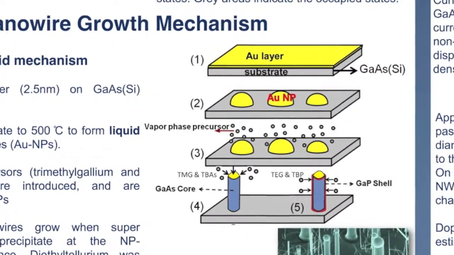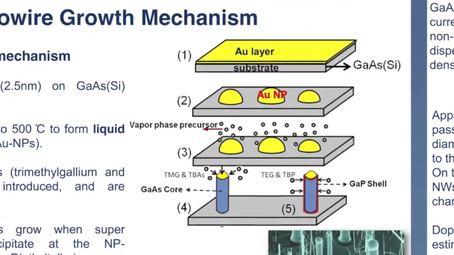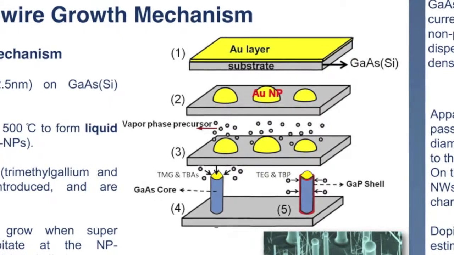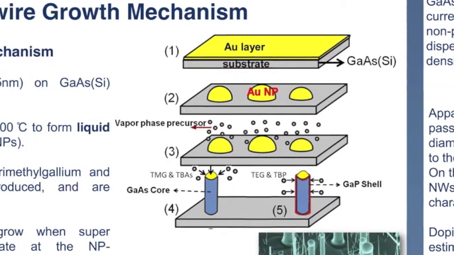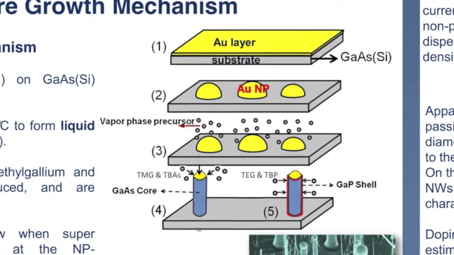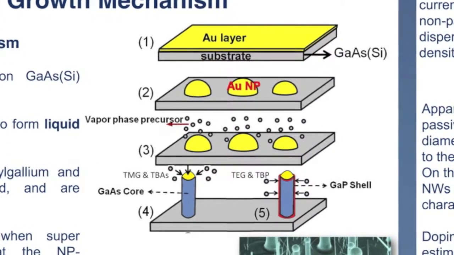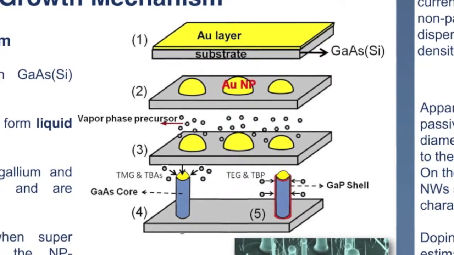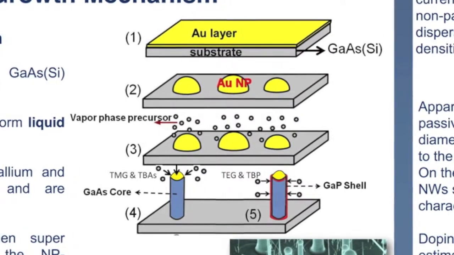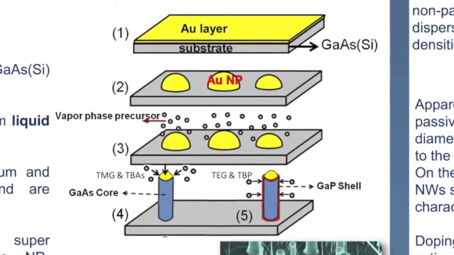And as we introduce the gallium and arsenide precursors, they saturate to the gold nanoparticles and the nanowires start to grow. After that, we introduce the gallium and phosphide, and then we have gallium phosphide shell around the gallium arsenide core. And this way we passivate the gallium arsenide sidewalls with gallium phosphide shell.